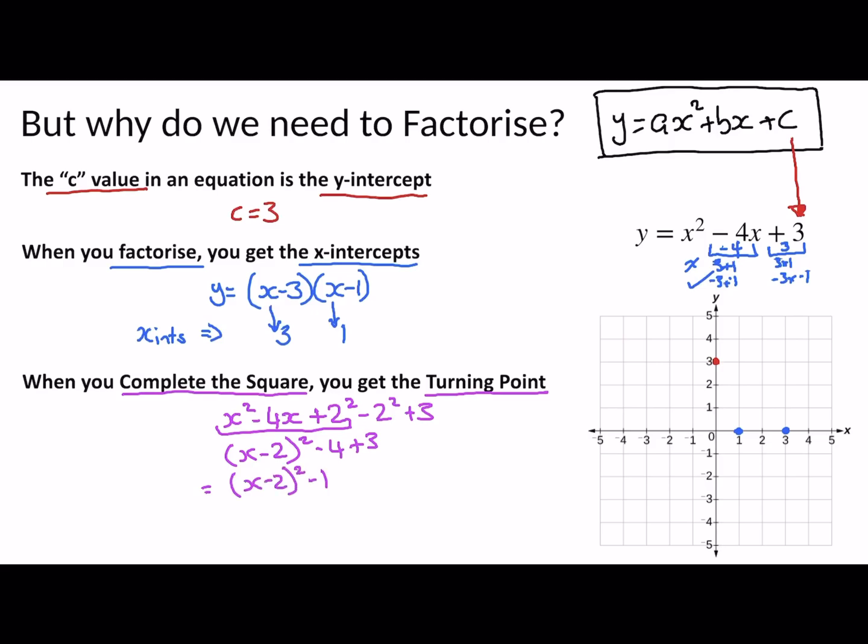Same deal, if it's in the brackets, we get our turning point from our x value, which is what makes that bracket 0, so 2. 2 take away 2 is 0. And the negative 1 on the outside stays as negative 1. There's our turning point. Put a dot down here at 2, negative 1. And now we simply join all the dots.